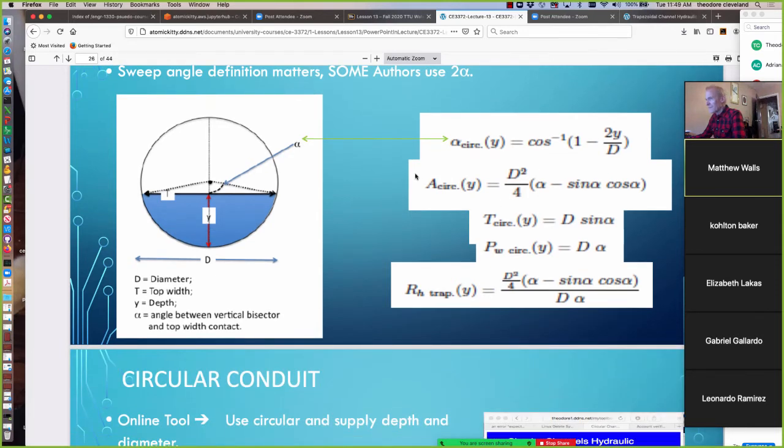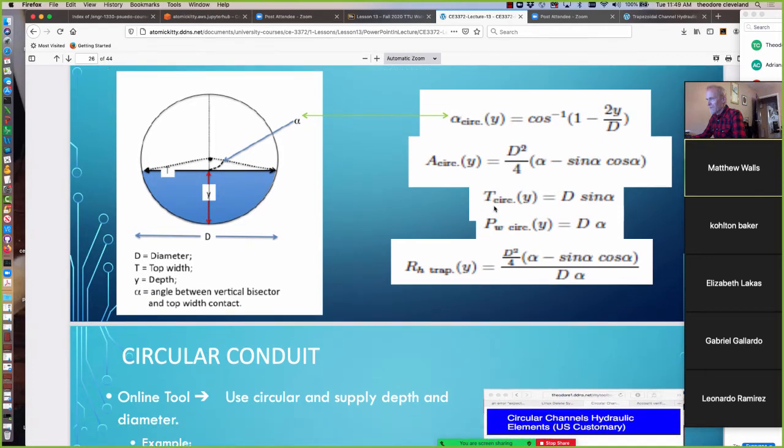Once we have the area, the top width is easy to obtain. The top width as a function of depth is simply the diameter times the sine of alpha. And the wetted perimeter as a function of depth is simply the diameter times alpha.